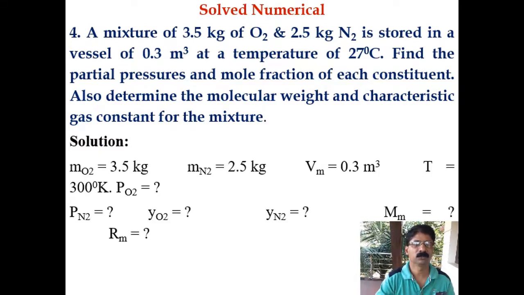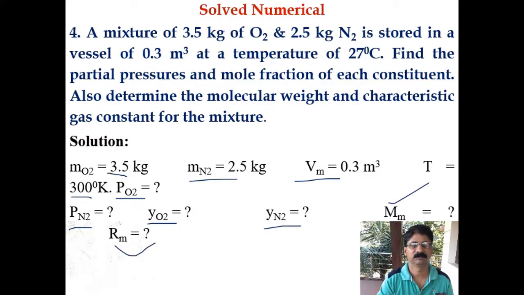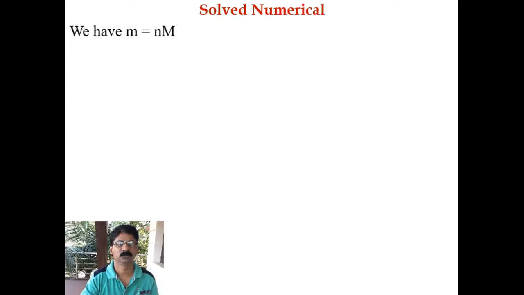So mass of O2 is given as 3.5 kg. Mass of N2 is 2.5 kg. Total volume of the mixture is 0.3 meter cube. Temperature is given, and you have to find out the partial pressure of O2, N2, mole fraction of O2, mole fraction of N2, molecular weight of the mixture, and gas constant of the mixture. You know that mass is equal to number of moles into molecular weight. A familiar equation for all of you.